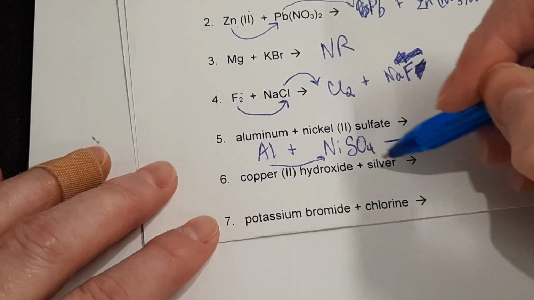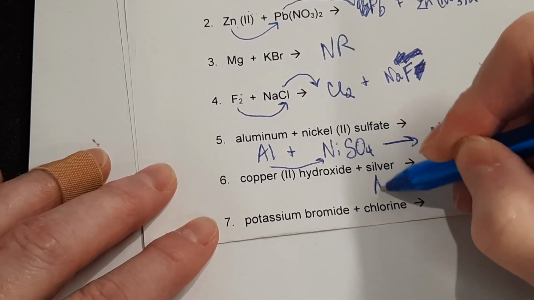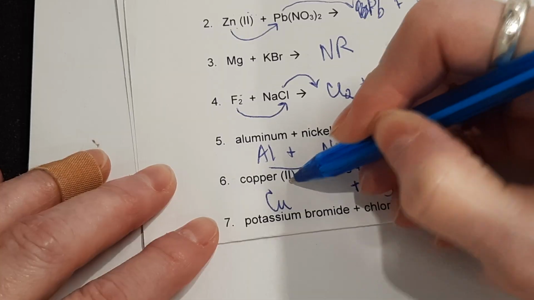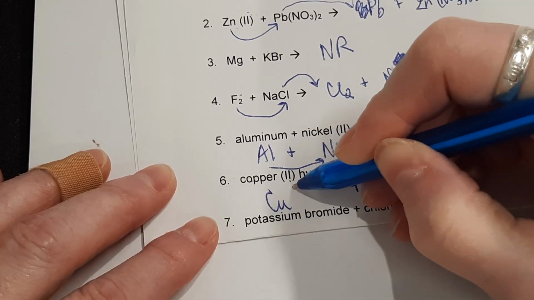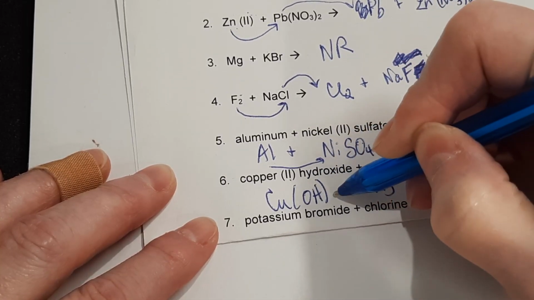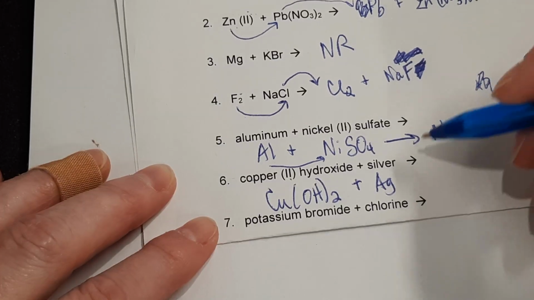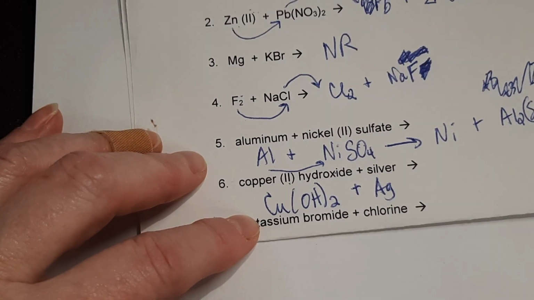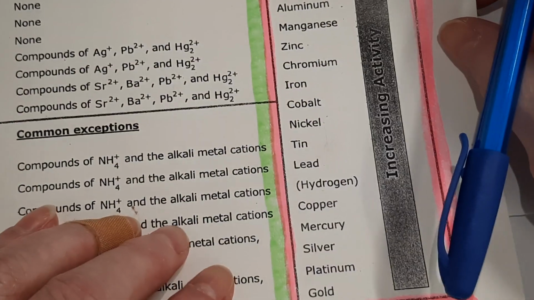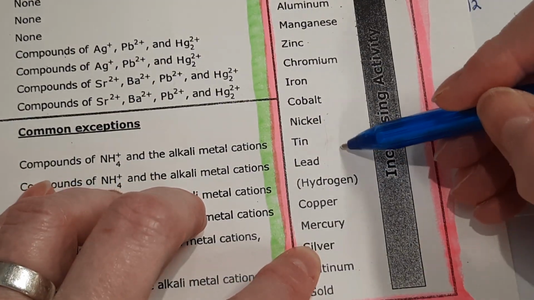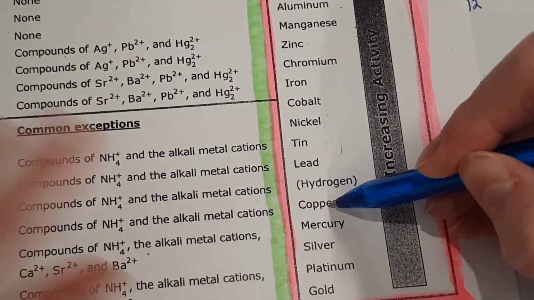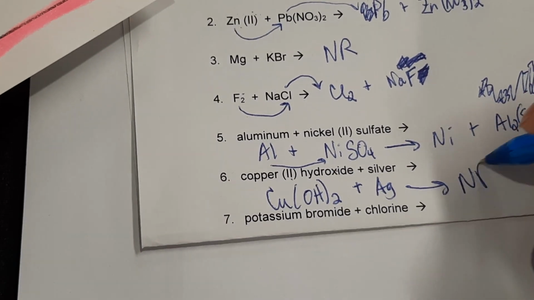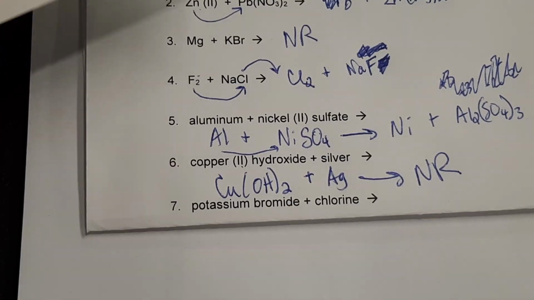Copper(II) hydroxide and silver. So silver is Ag, copper is Cu plus 2, hydroxide is OH negative 1, so we need 2 of them. Now silver is going to try and bump out that copper. We're going to look at our metal activity series and find silver and copper. Copper is higher on the list, so copper is stronger. This is a no reaction.